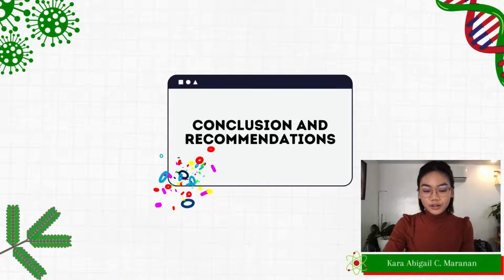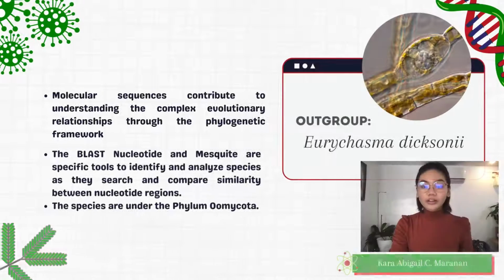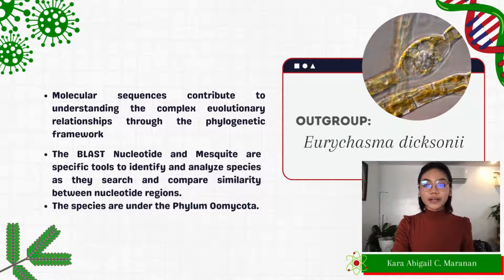And now for the conclusion and recommendations. Molecular sequences contribute to understanding the complex evolutionary relationships through the phylogenetic framework, which can be used to infer biological phenomena in future studies. The BLAST nucleotide and Mesquite are specific tools to identify and analyze species as they search and compare similarities between nucleotide regions. However, it might still be necessary to double-check the results of the BLAST search. The species are under the phylum Oomycota, and the identified outgroup is Eurychasma dicksonii, which may share some genetic similarities with higher-order oomycetes but is still genetically unique.